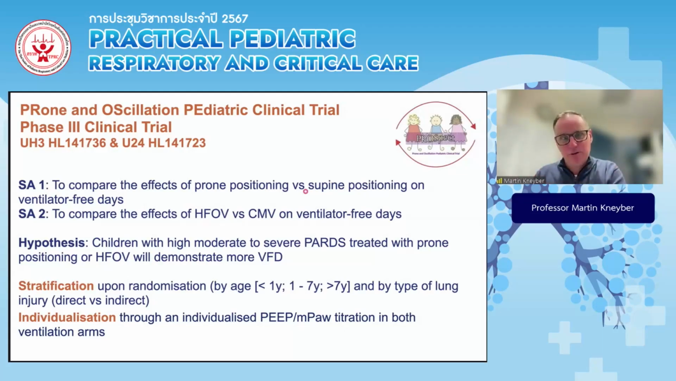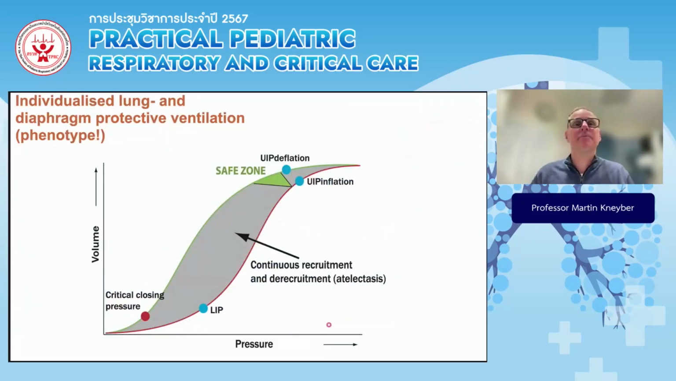And we not only limit to moderate to severe PARDS, but we further try to address heterogeneity by stratifying upon randomization for age, as there might be a difference in response, and by type of lung injury, direct versus indirect, as there might be a different response. And it's very much individualized because the approach to ventilation in both arms is done by individualized titration, in particular for how we set the PEEP and the mean airway pressure.